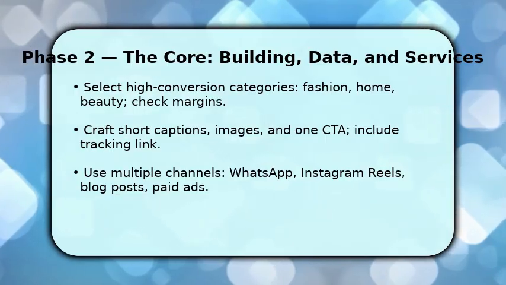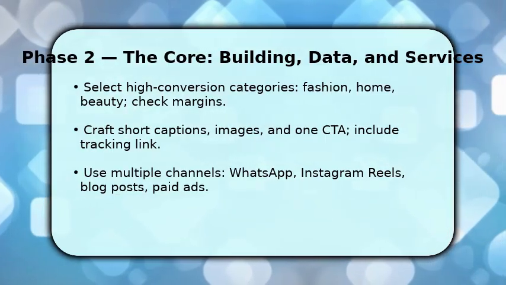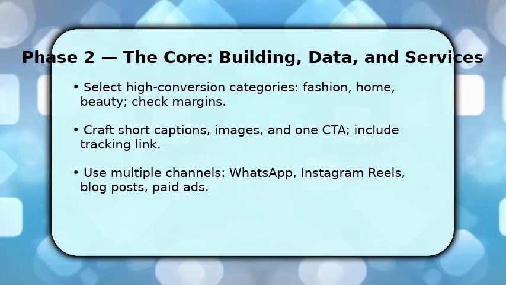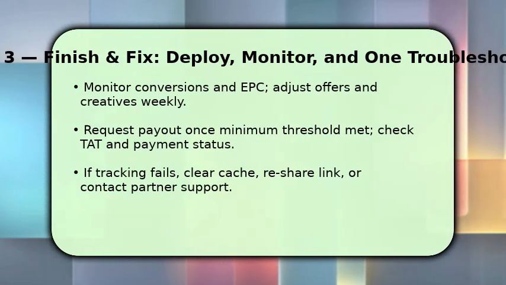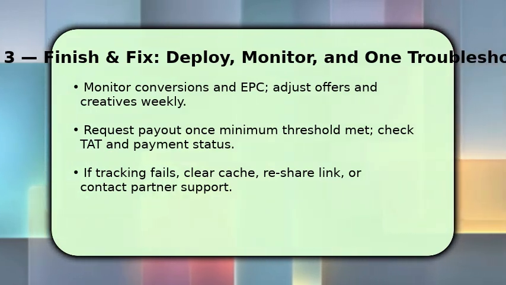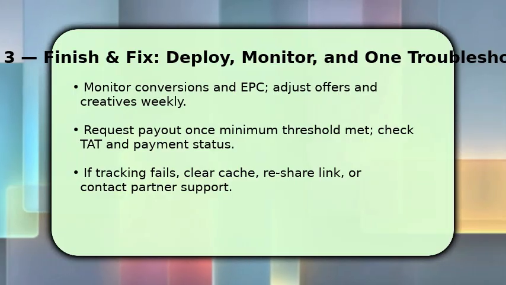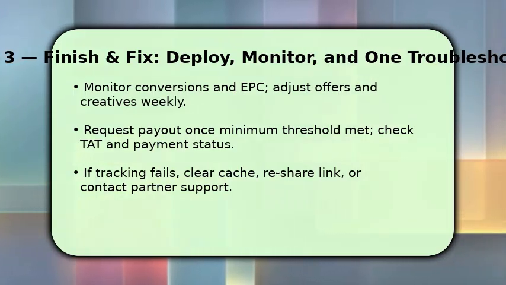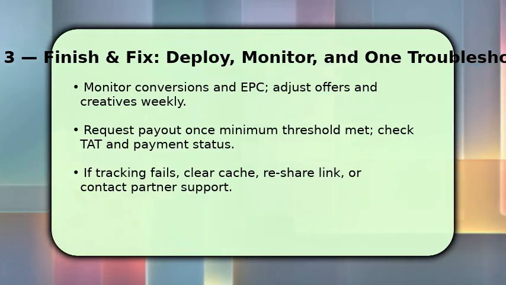Track which channel drives clicks and note conversion rates, because that data tells you where to double down and which creatives to iterate. You finish by reviewing analytics, conversion rate, earnings per click, and top SKUs. Once satisfied, withdraw funds per the partner portal rules and confirm bank credit. Make sure to scale winners with small ad spends and repeat the creative that converts.